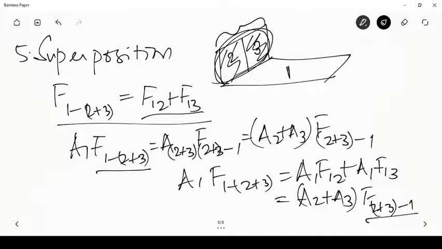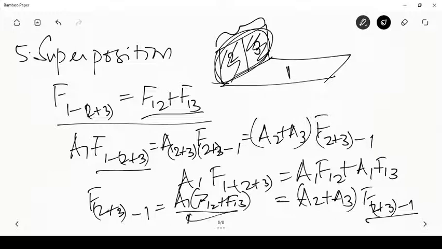So you can get F2 plus 3 to 1 from this expression itself, which is A1 into F12 plus F13 divided by A2 plus A3. So that's a way we can use reciprocity and superposition together to get this expression. F2 plus 3 to 1 will be equal to A1 into F12 plus F13 divided by A2 plus A3.